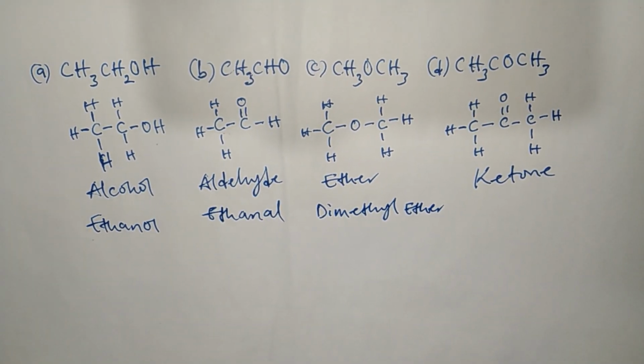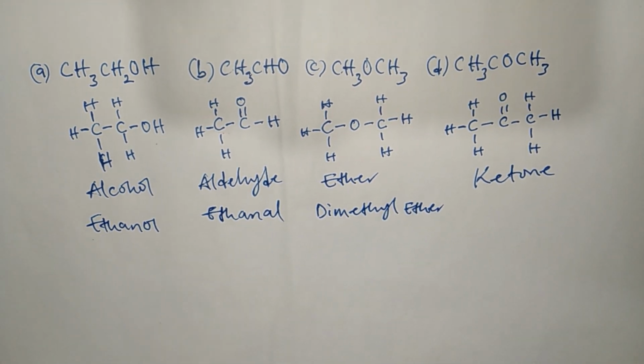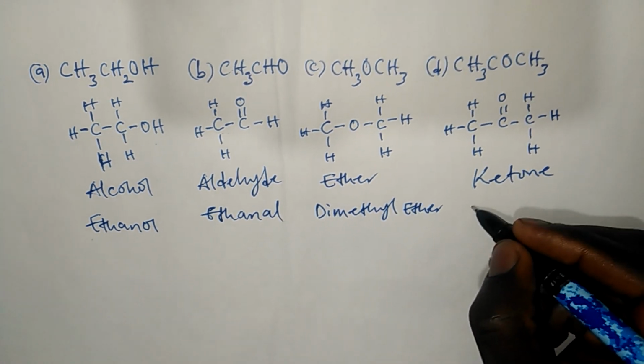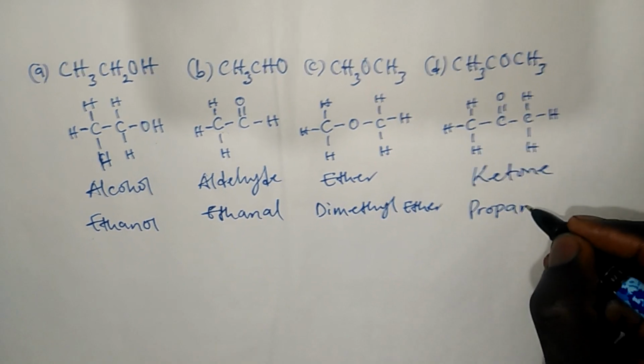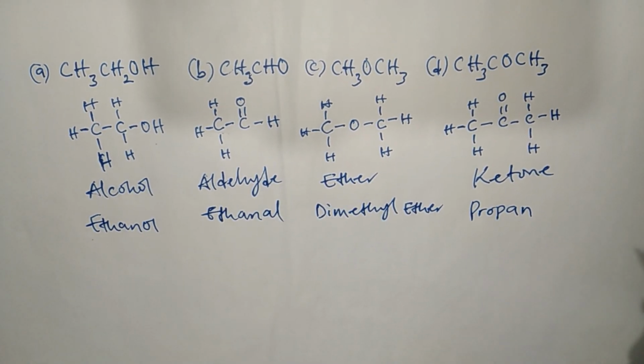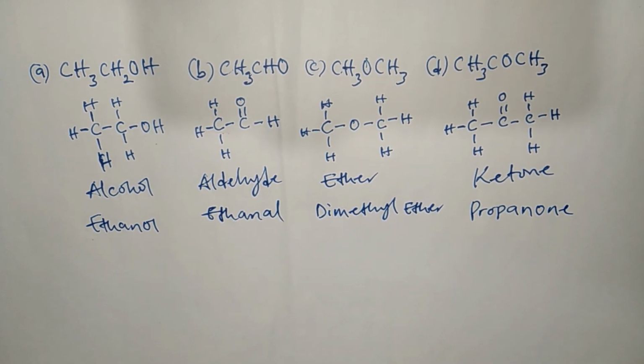Now, for naming of ketones, it's a 3 carbon chain, and using the alkane series, we have propane. Now you take away the E and add ONE, and it becomes propanone. So that's how you name the 4 examples, the 4 compounds.